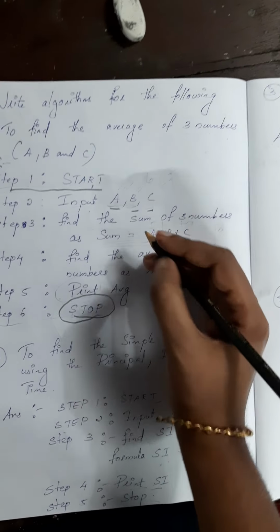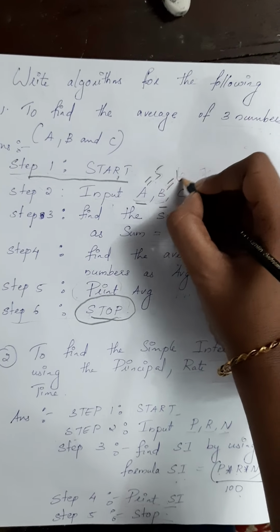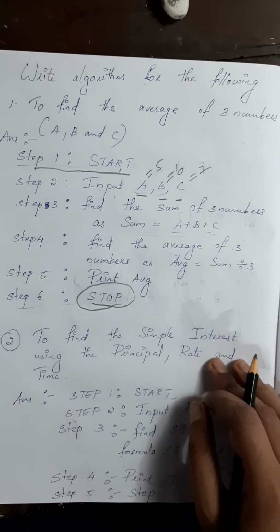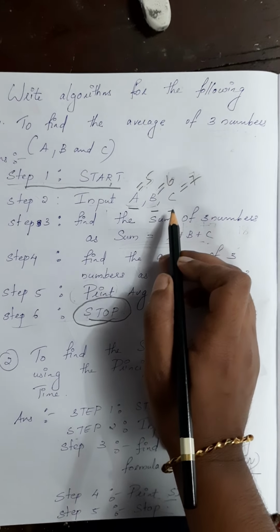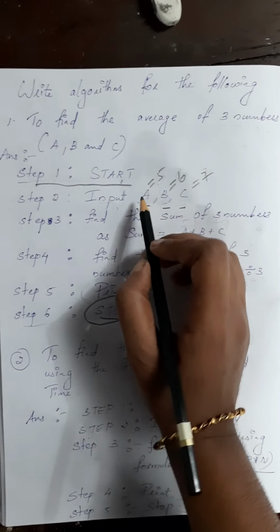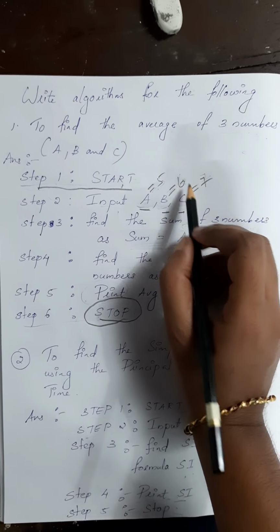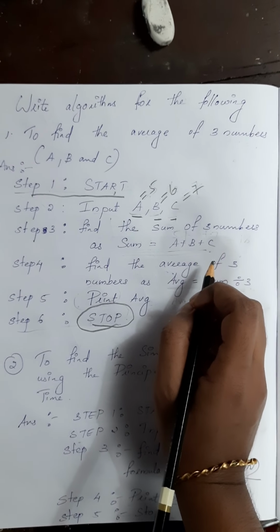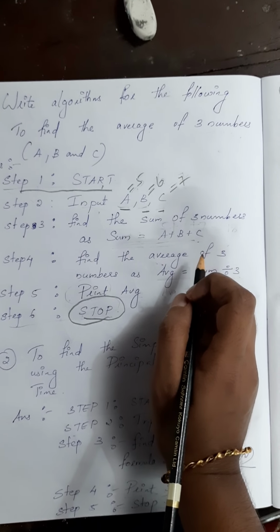So here A can mean a number known as 5, okay? B can mean a number known as 6, and C can mean a number known as 7. For example, I'm giving an example for finding the average. In an algorithm you cannot write numbers directly, so instead you write letters. Here A means the number 5, B means the number 6, and C means the number 7. After providing the input, in the next step you have to write the formula for finding the particular algorithm.